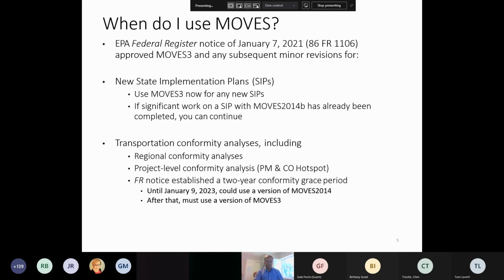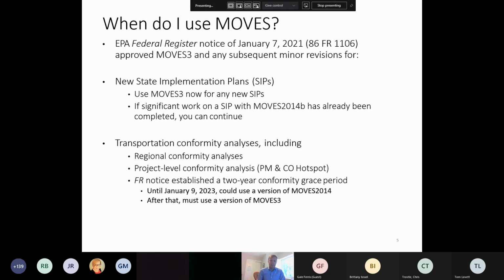But for SIPs, state implementation plans, MOVES3 has to be used now. There's no grace period for that. There is some language in that Federal Register notice saying that if you've done a lot of work with a previous version of MOVES, you can continue, you can wrap that up. But for the most part, you should see folks are transitioning to MOVES3 now, except for transportation conformity. And even for conformity, it's probably a good idea to start transitioning as soon as possible because of the magnitude of changes that we're seeing in the model, which I'll show in a few slides.